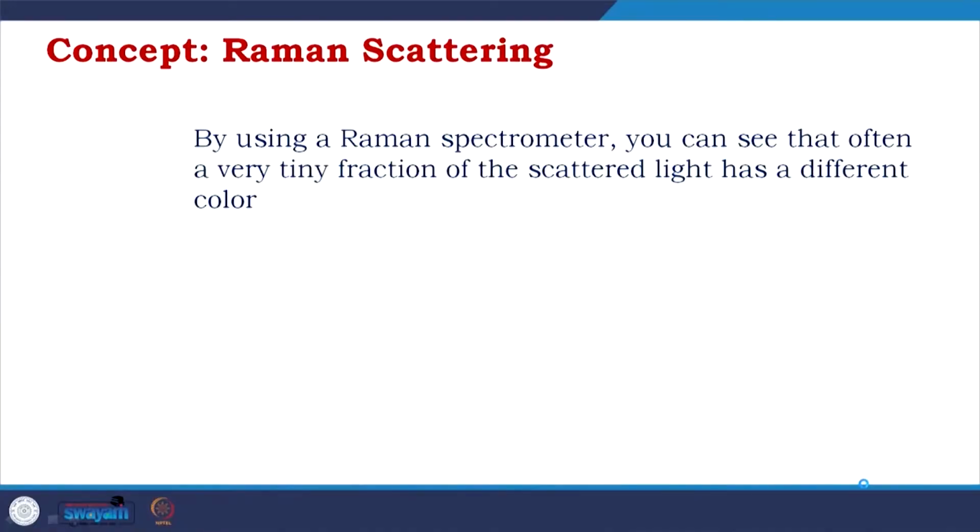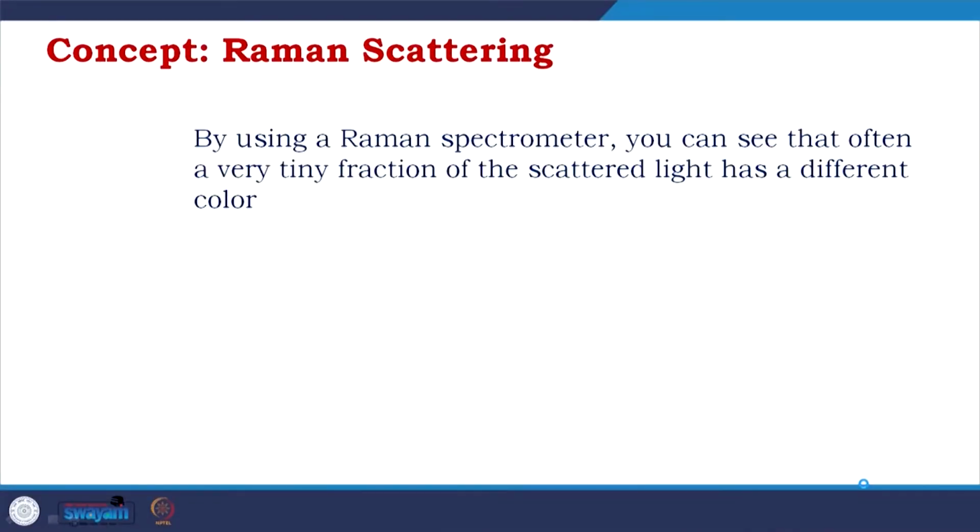By using a Raman spectrometer, a spectrometer which was specifically designed, or you could say fine-tuned, by C.V. Raman, the Nobel laureate, you can see that a very tiny fraction of the scattered light has a different color.